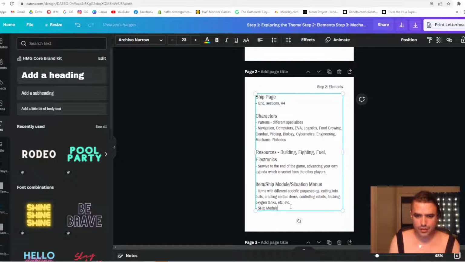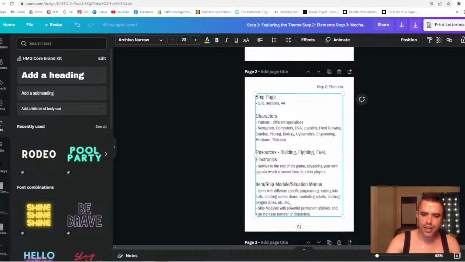Ship modules would be, so what I like doing is, these are way more expensive than items in terms of resources and stuff, but they provide some really powerful, permanent abilities. And they'll also increase the number of characters. So I think it'd be cool if this is all about collecting characters, saving people, finding stuff out about people's secret missions, things like that.